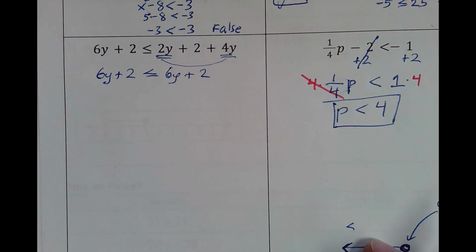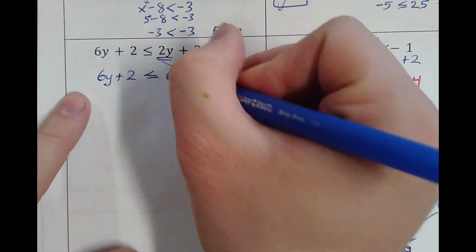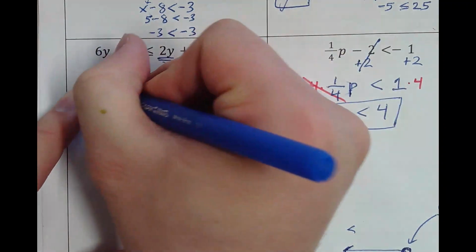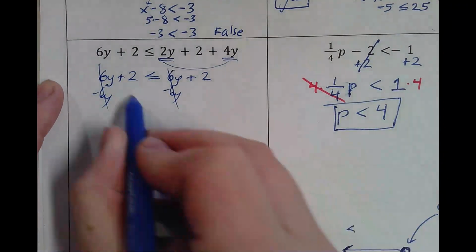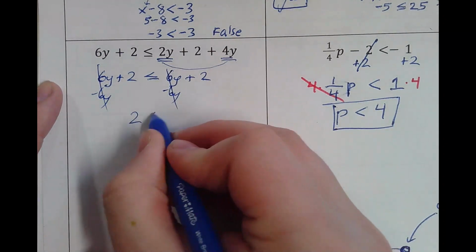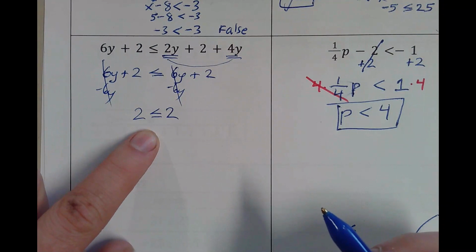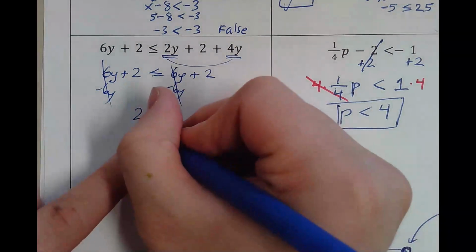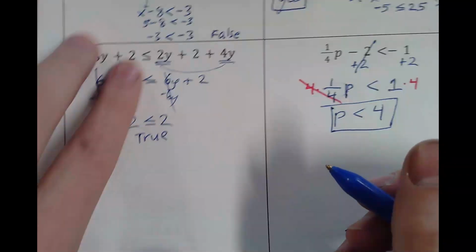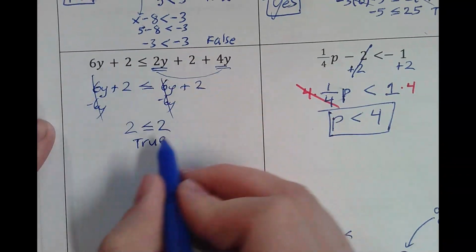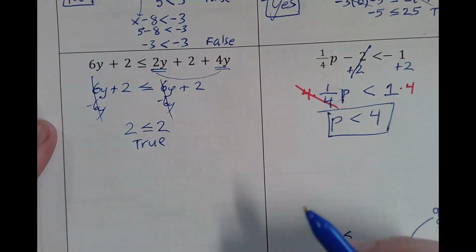Well, there's a couple things we could do. We could subtract 6y. If we subtract 6y from both sides, that cancels out. We could subtract 2, but here's the thing. When I get 2 is less than or equal to 2, is that true? Yeah, this is true. So in this situation where it's an inequality, that means I could plug in any number for y. Any number for y.